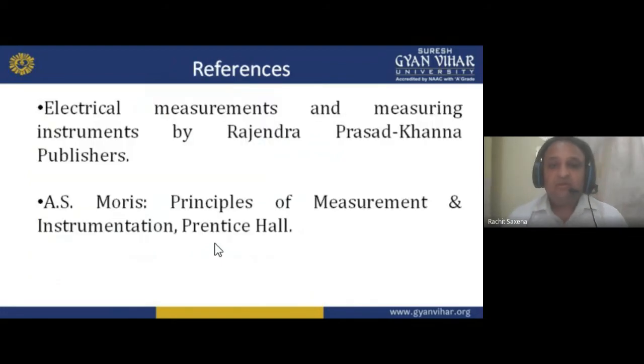Now these are the references. As I told you in my previous lecture, we refer to some good books. First is the book by Rajesh Prasad, publisher Khanna, Amazing Instrument. Second is A.S. Morris, an international author. It is a good book, Principles of Measurement and Instrumentation, by Prentice Hall.